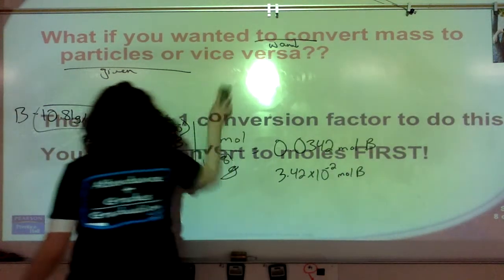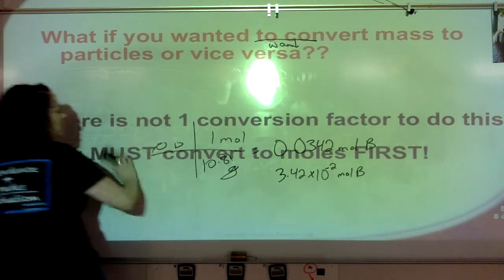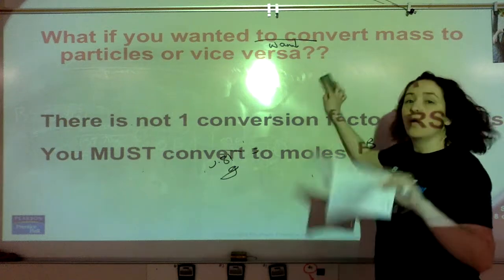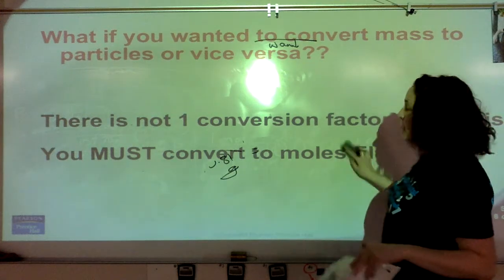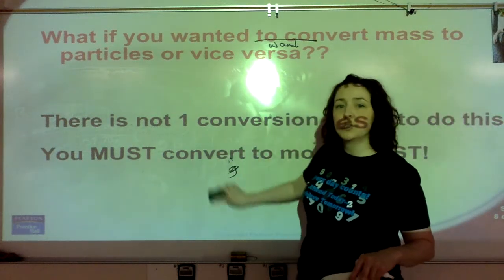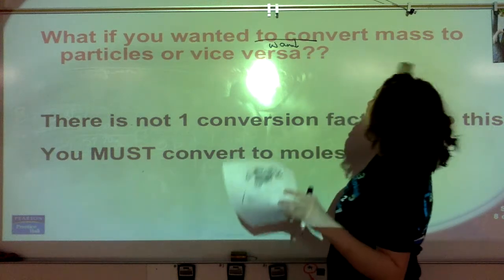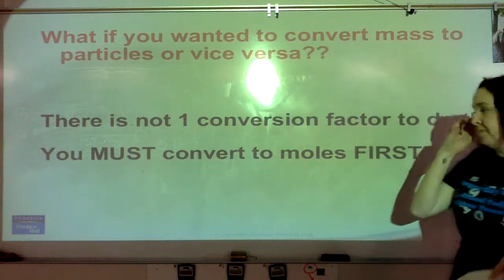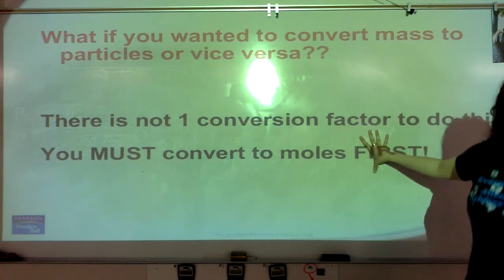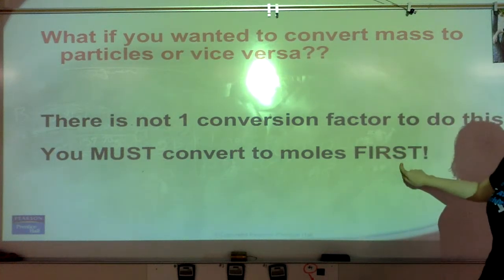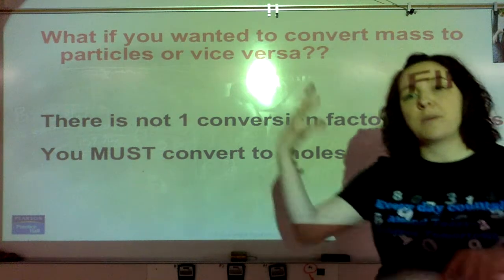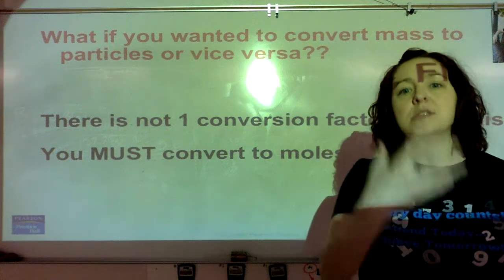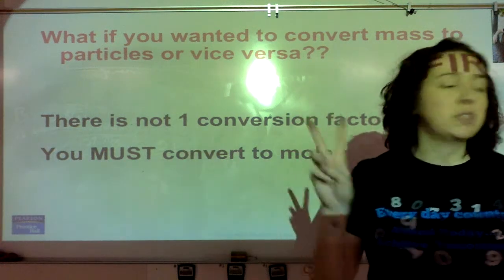All right, now, up to this point, we've been converting from moles to particles or moles to mass. But what if I wanted to go from mass to particles or particles to mass? Okay, with no moles in the equation. It's going to be a 2-stepper. You have to convert to moles first. So you have to go from mass to moles, and then moles to particles, or particles to moles, and then moles to mass. So it's going to be 2-steppers.